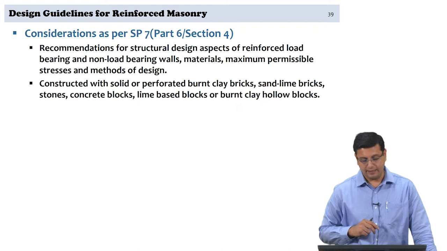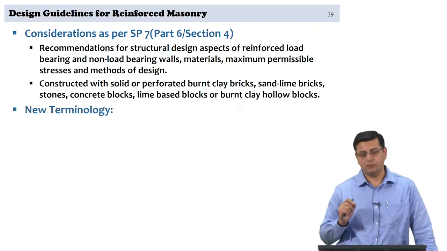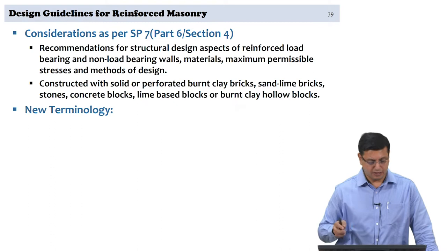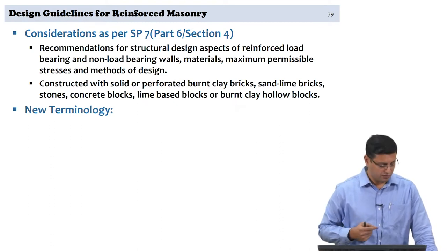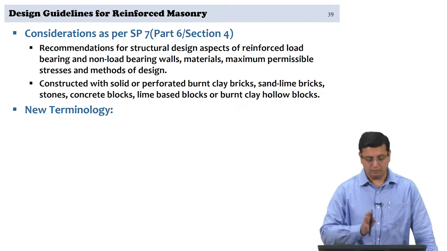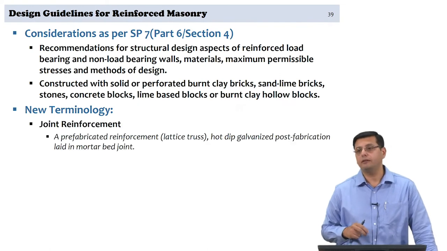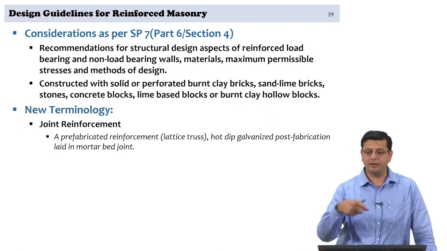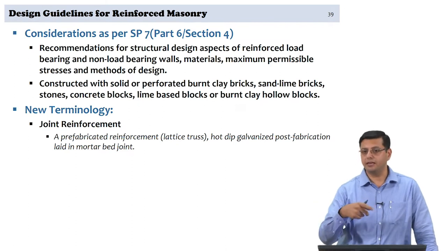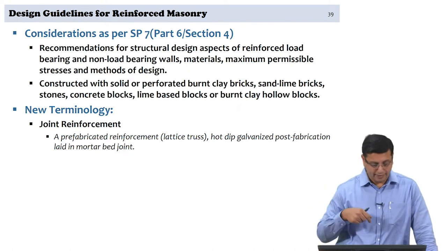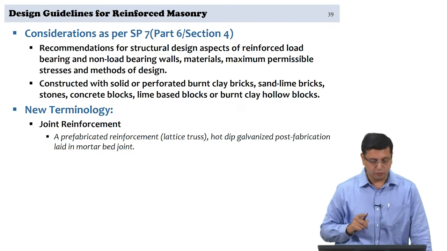reinforced masonry design itself. There are few words which are specific to reinforced masonry which the code has introduced, and therefore, I am just touching upon some of these, so it is better we use them specific to how the code examines these words. When we talk of joint reinforcement, we are talking of the horizontal bed joint, and these are typically prefabricated joint reinforcement. You have seen the example that I gave you, a lattice type with a truss type or a ladder type. So, this is typically the joint reinforcement with reference to the bed joint of the masonry wall itself.